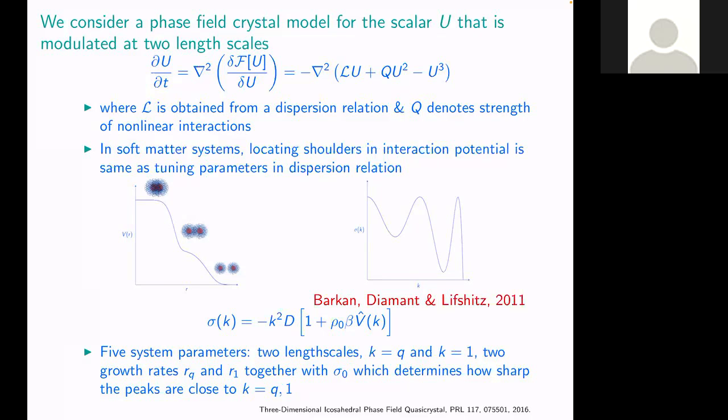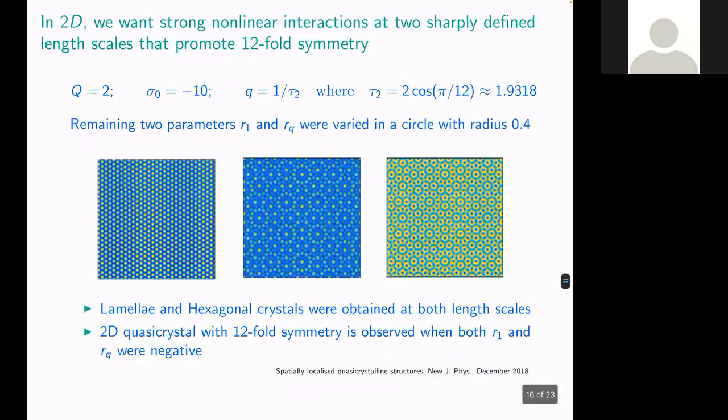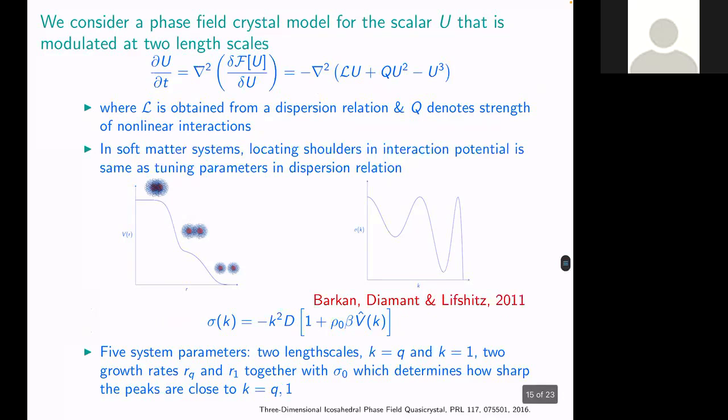So again, we have the same parameters here. We have the two growth rates, and we have, in this case, a capital Q, which is the strength of the nonlinear interactions. Of course, we can choose also the length scale ratio, so that gives us one more parameter, little q. So we take a nominal value of capital Q in 2 dimensions and choose that the sharpness of the peaks is relatively sharp. We can do that by controlling what sigma naught is. Negative values imply that the minima in the sigma of k curve are more negative, and that would control how sharp the peaks are around k equals 1 and k equals q.